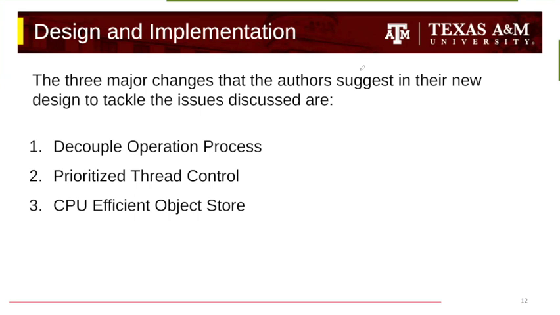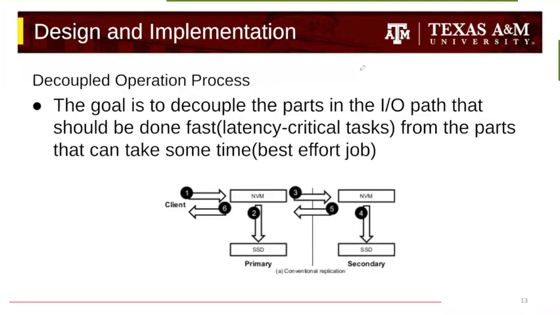So the first one is decoupling the operation process. The second one would be prioritized thread control. And the third one is a CPU-efficient object store. So I'll go over it one by one and I'll try to explain it further. The first one is decoupling the operation process.